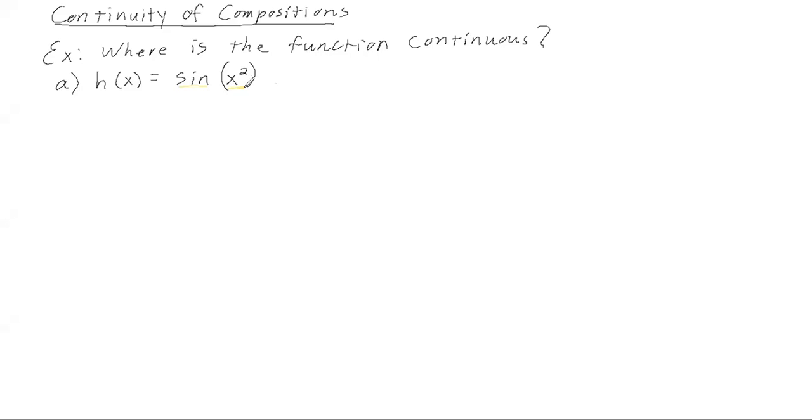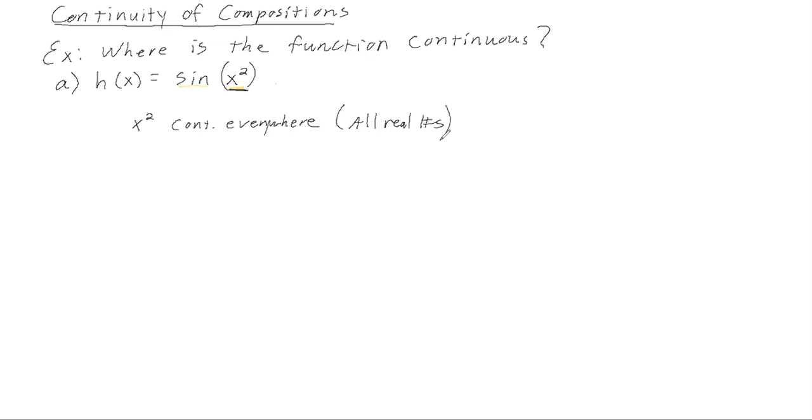So whenever you have an outside and an inside like this, and you're looking for continuity, you want to look at the inside first. Where is x squared continuous? Well, that's a polynomial, so that's continuous everywhere. Now, whenever I say continuous everywhere, I mean on all real numbers, okay? So we're going to say all real numbers. We're not talking about the imaginaries and so forth.